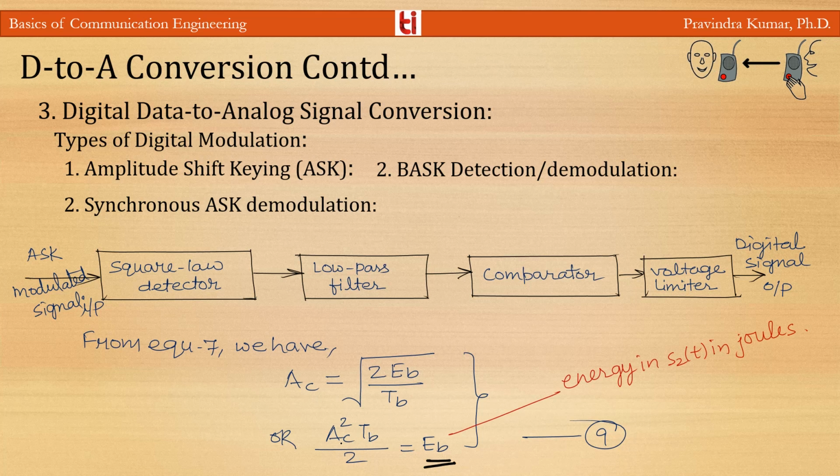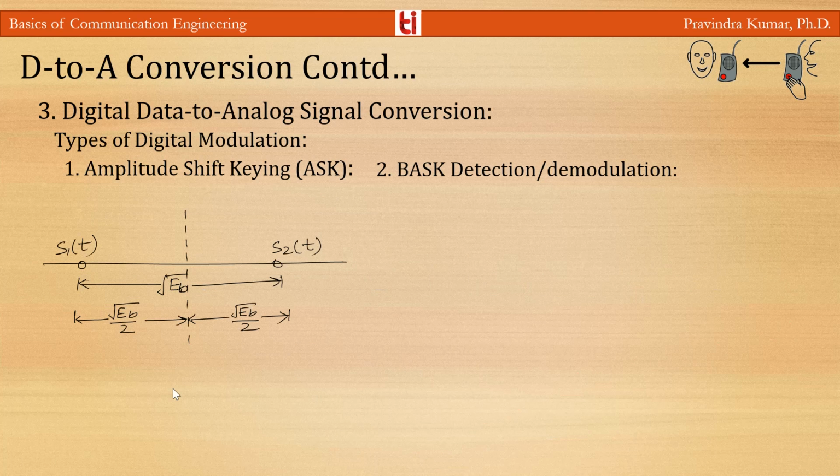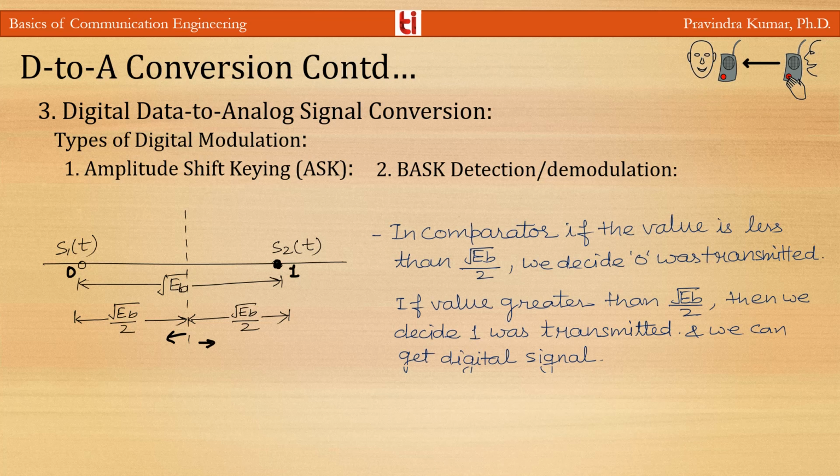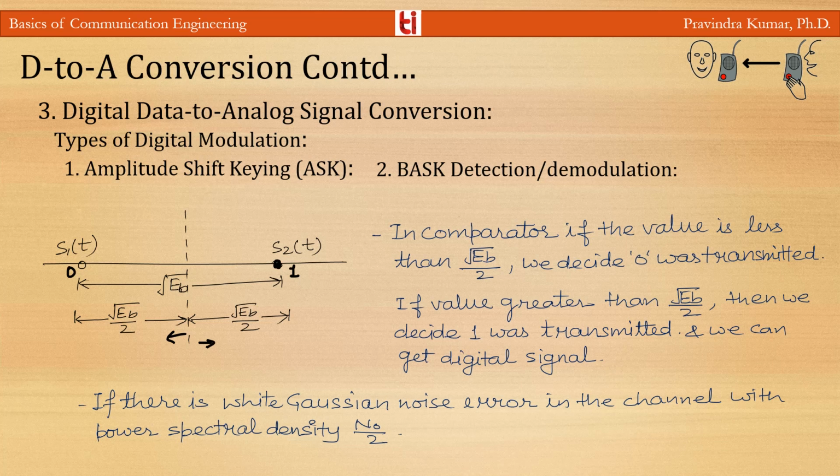Here EB is the energy in S2 in joules. S2 is for bit 1 and S1 is for bit 0. Now in the comparator, if the value is less than root EB by 2, we decide 0 was transmitted, and if the value is greater than root EB by 2, then we decide 1 was transmitted, and we can get a digital signal.